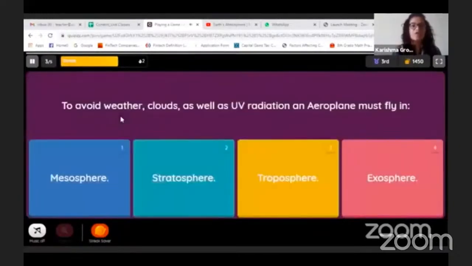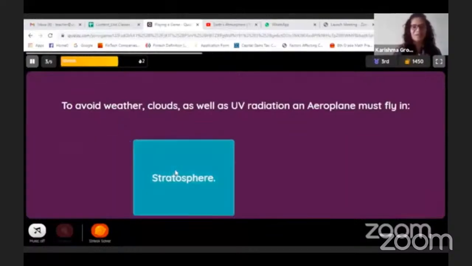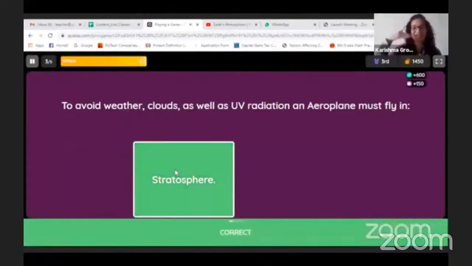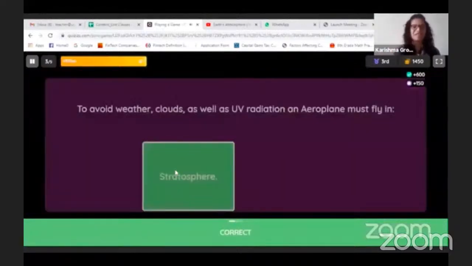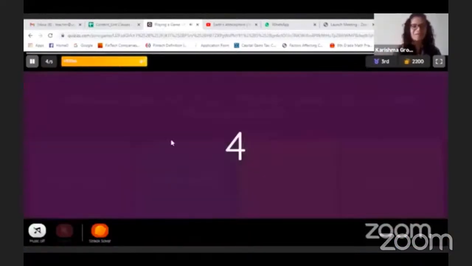Next question. To avoid weather, clouds, as well as the UV radiation, an aeroplane must fly in... Okay, now if the aeroplane wants to avoid the weather and the clouds, the weather and the clouds are there in the troposphere. We should not fly over there. And the UV radiation is beyond the stratosphere. So the only layer it can fly in is the stratosphere, right? Because it reflects everything back. It's a safe layer. Good job, everybody.